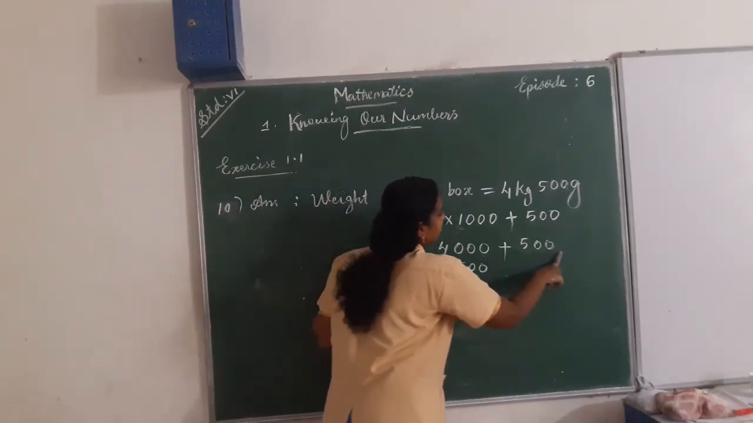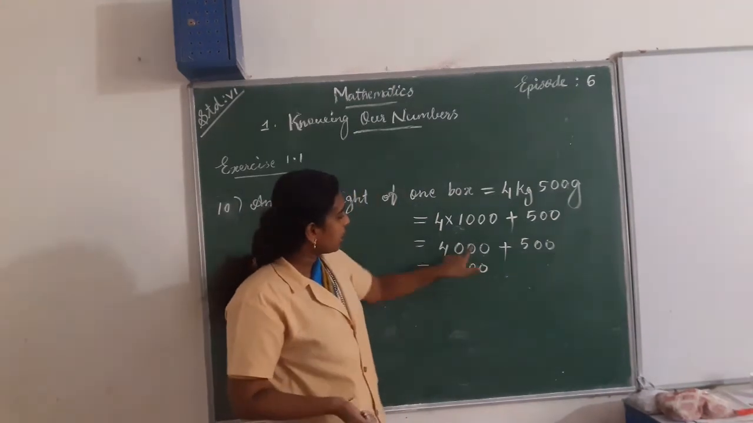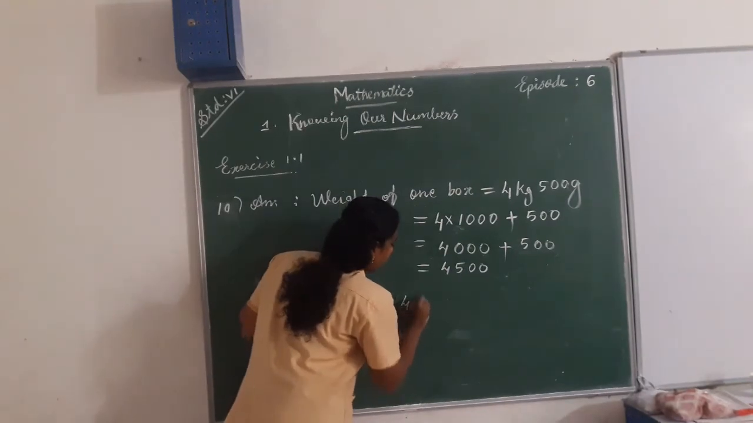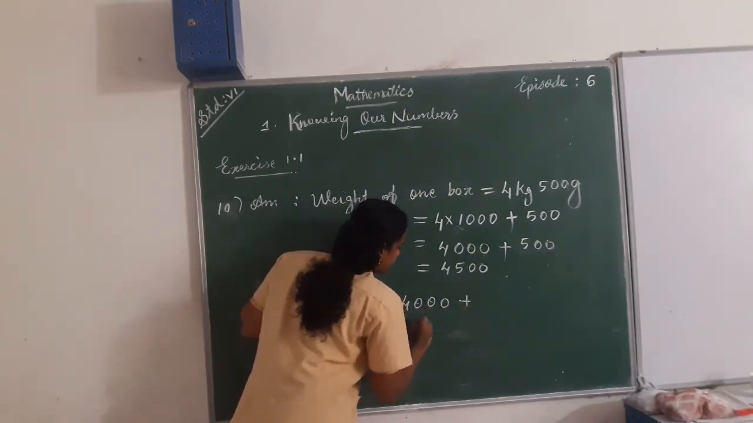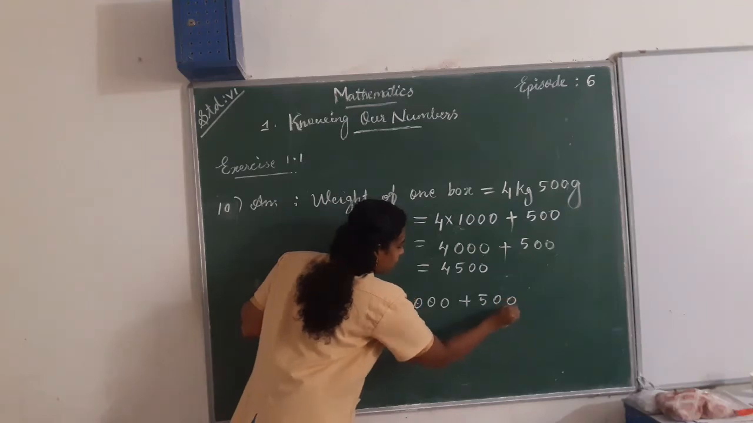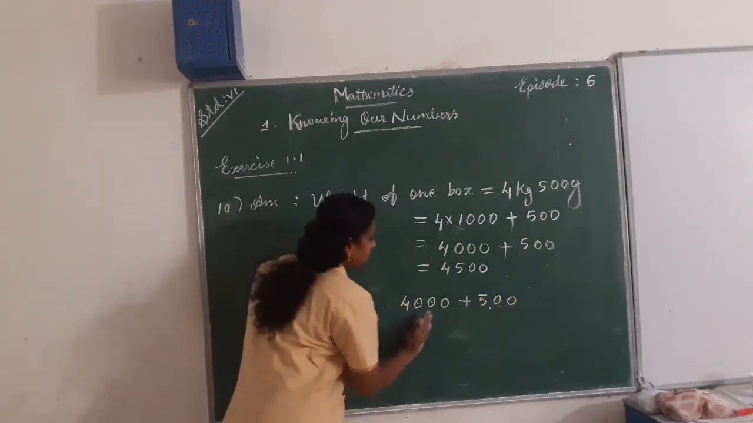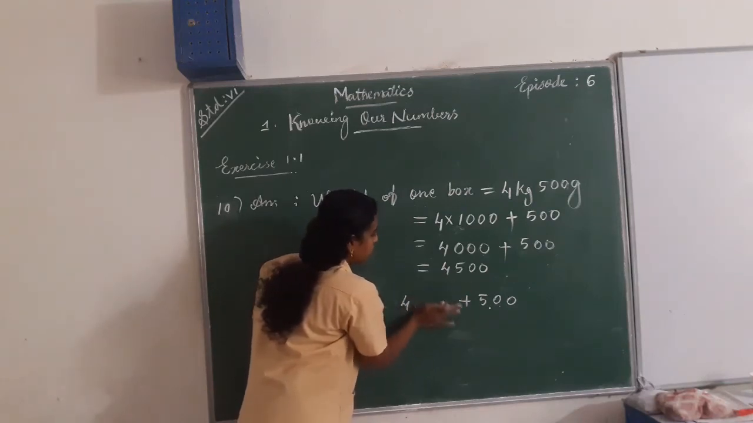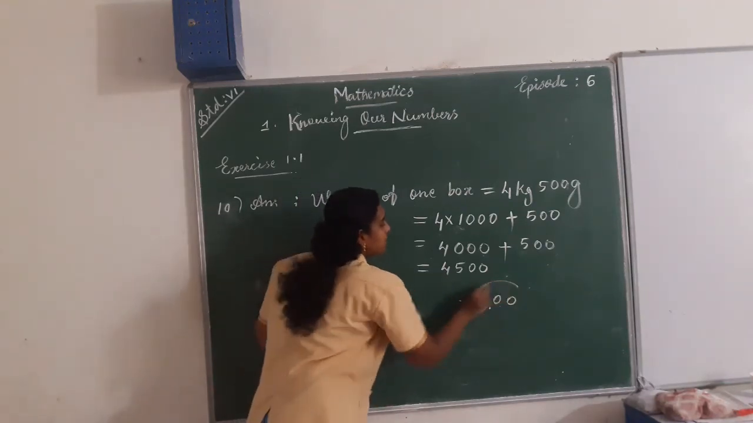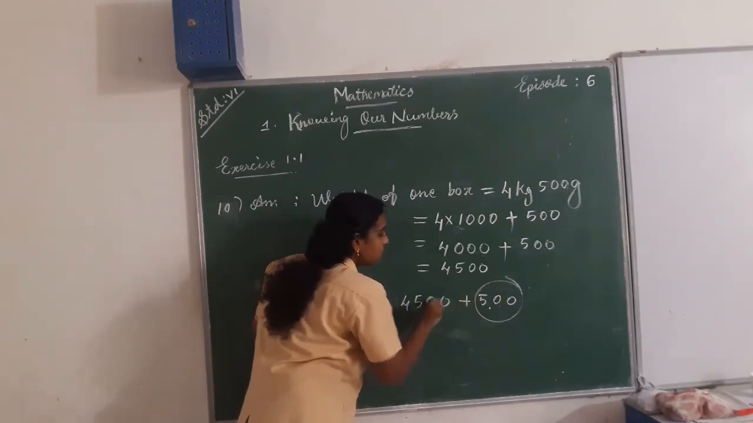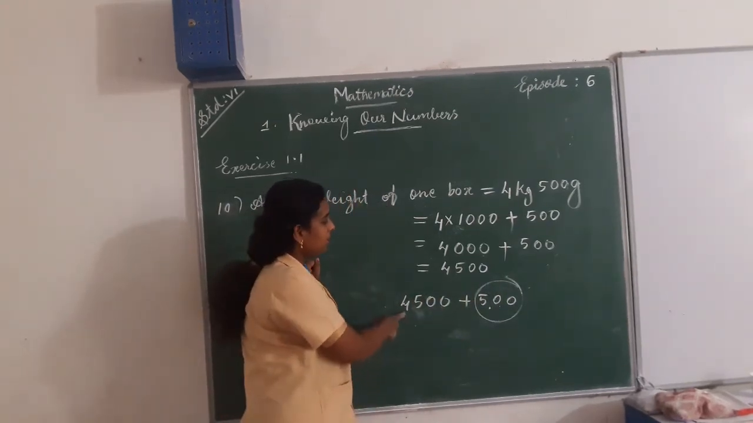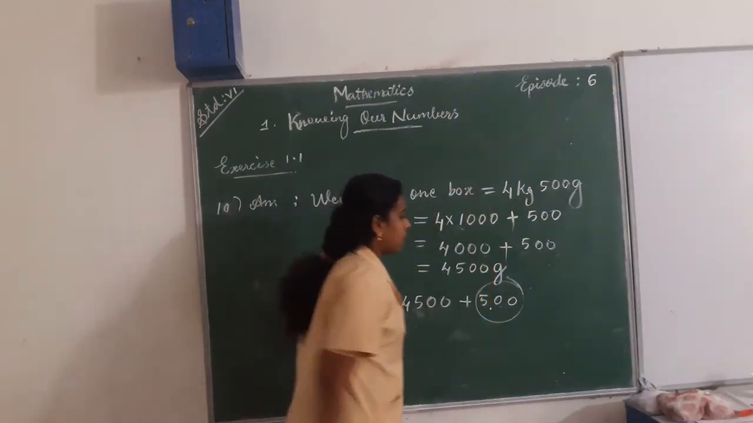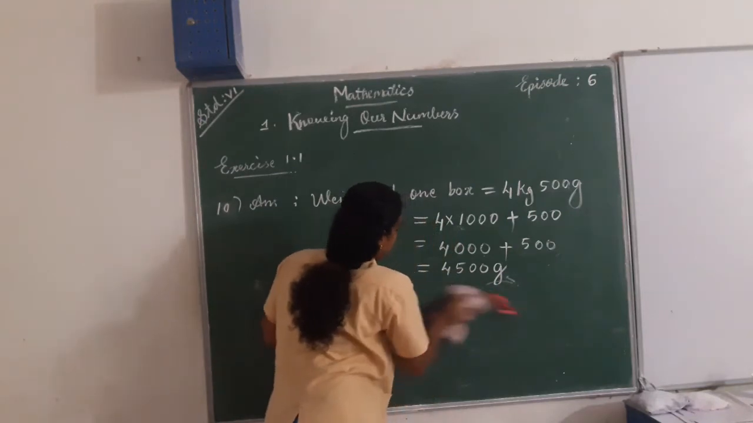4000 plus 500 is 4500. Here 3 digits are there, so we can erase 3 zeros from the right, 1, 2, 3, and write these 3 digits here, 5, 0, 0. So we get the answer, 4500 gram.